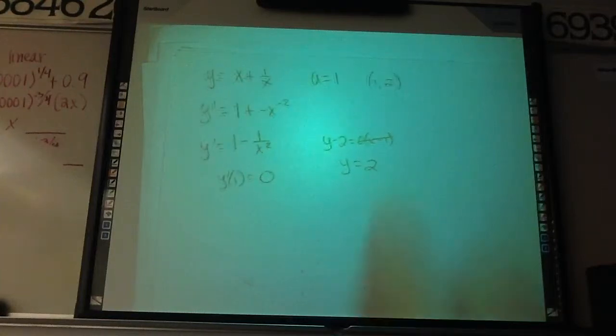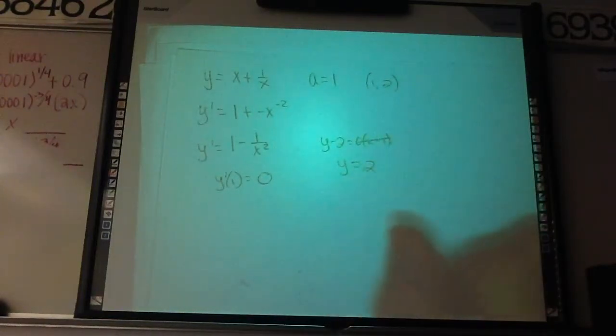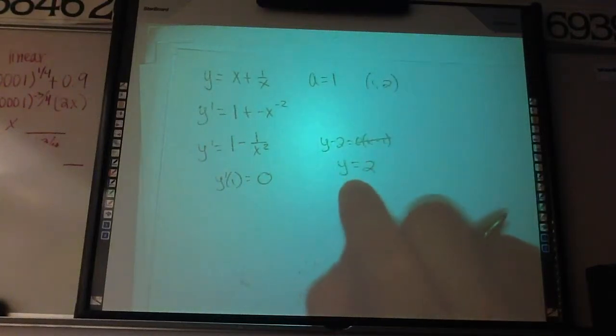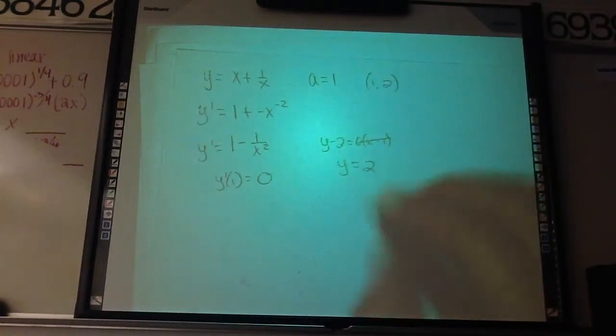Yeah, a horizontal line goes through y equals 2. So no matter what you plug in, you're going to get 2. So when it says to plug in 1.1, you're still going to get 2.